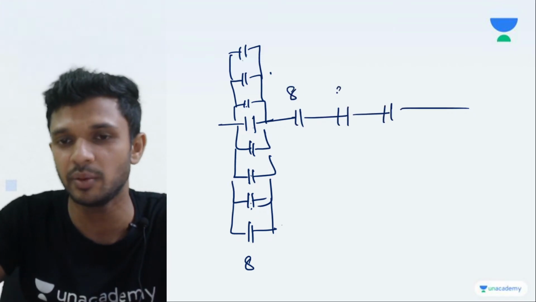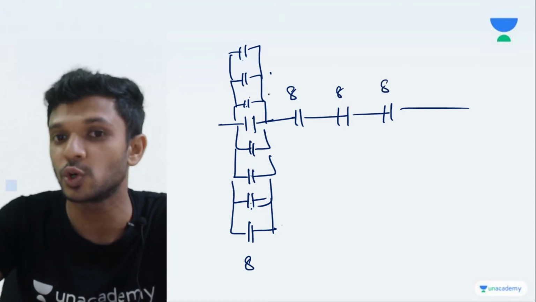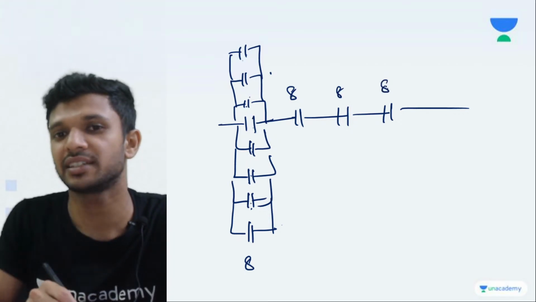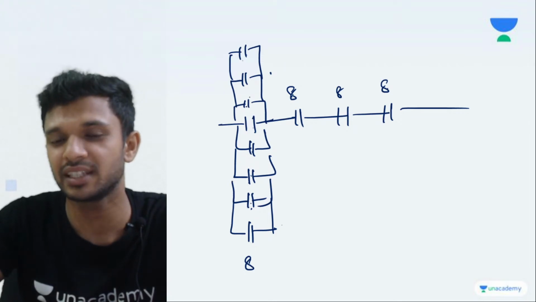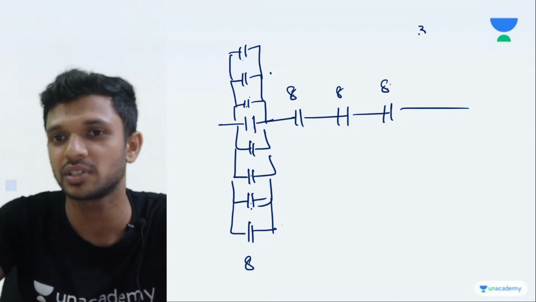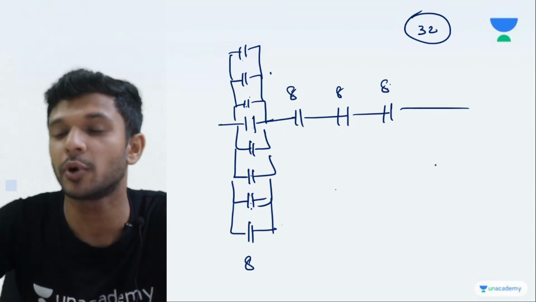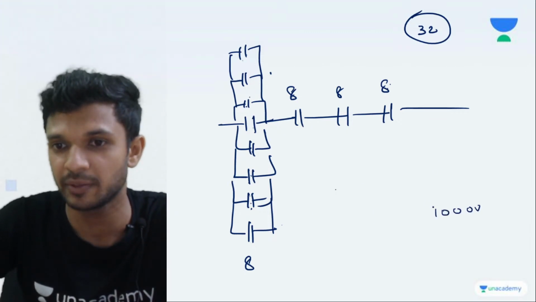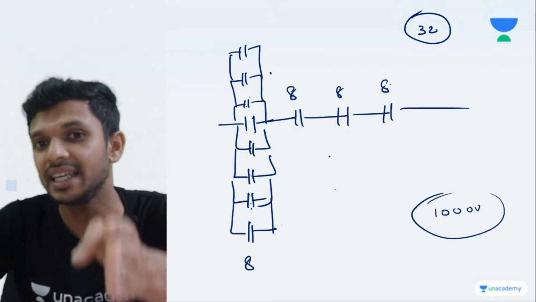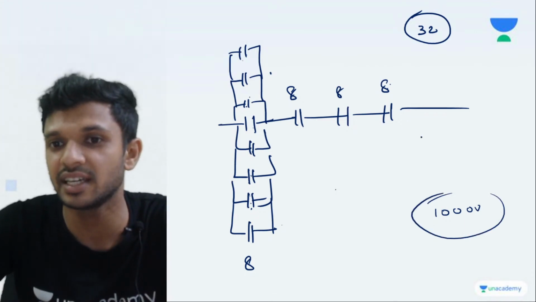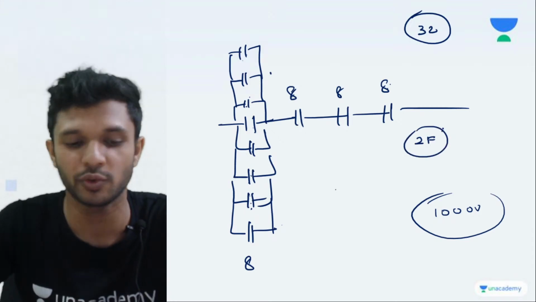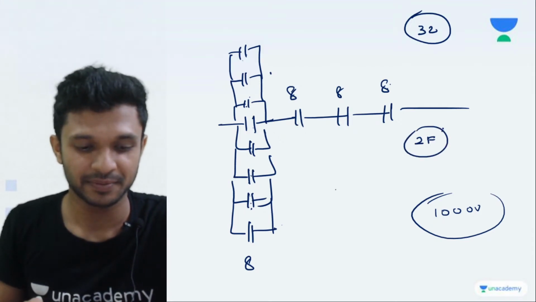Across each there will be 8, 8, 8. So in total, how many capacitors are required? 8 plus 8 plus 8 plus 8. How much? 32 are required, so that we can have a potential drop of 1000. And what will be the equivalent value of capacitance in this case? As we already found out, it will be 2 farad. That's it.